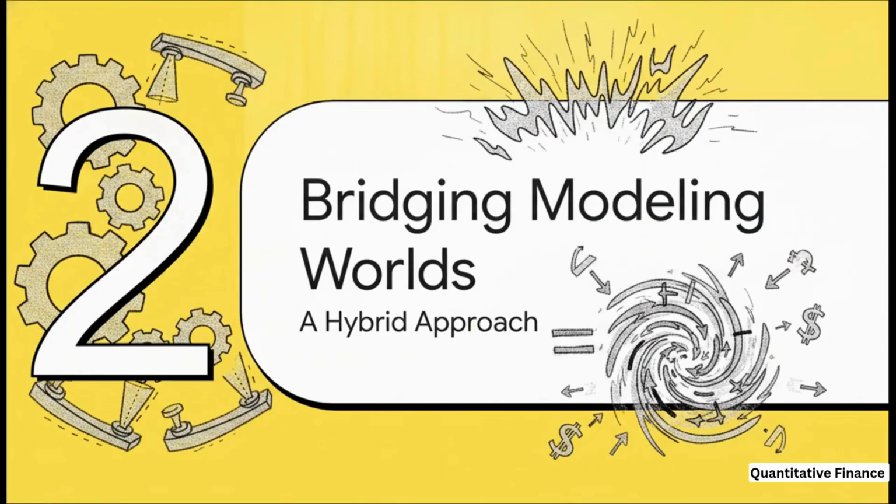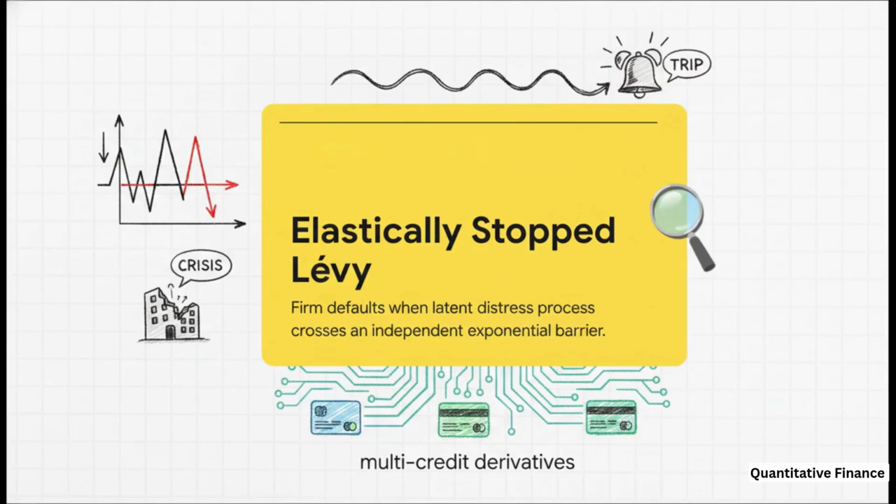Let's move to Section 2, bridging two modeling worlds. And here we have the formal definition of this synthesis that fixes this dilemma. Elastically stopped, spectrally positive Lévy processes. Now, I know that sounds incredibly dense, but let's unpack it using a simple metaphor. Think of the latent distress process as a firm's internal health monitor. This monitor goes up and down based on market shocks. That's your structural, fundamental part.